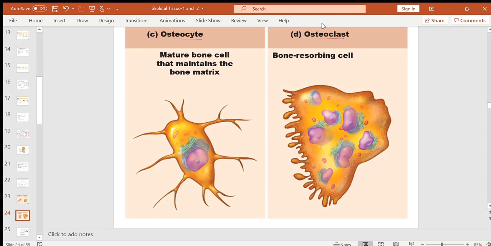So inside the osteoclasts you will see many nuclei and many mitochondria. Why many nuclei? You know, nucleus is the control center of the cell, and mitochondria are the powerhouses of the cell. Since this is a giant cell and it breaks the matrix of the bone, it needs a lot of control and energy. So that's why it has many nuclei and many mitochondria, and it destroys the matrix. So those are the things you need to know from the skeletal tissue part one.